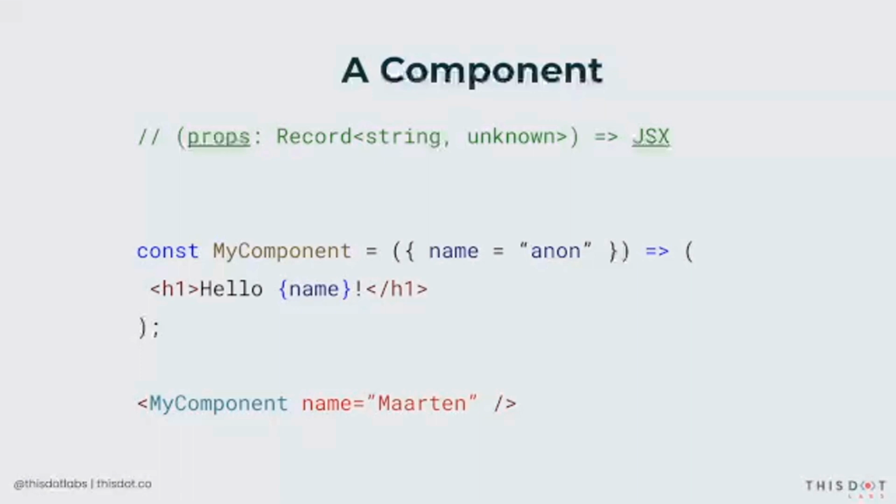And on the last line of this slide, we'll see the actual implementation, how this component gets used. We have my component. And as you can see, the prop gets passed as an attribute. So we have the attribute name with the value Maarten. And this will output h1, hello Maarten. And that's how components work in general. It's good to know that components are pure functions. So for the same props passed, it will always render the same HTML.